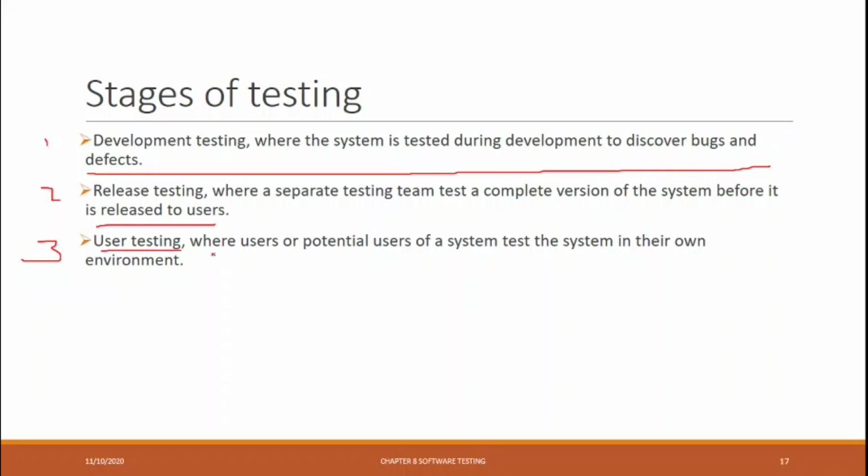User testing is where the user or end user of a system tests the system in their own environment, that is, by giving their own inputs for the particular application in front of the user. That is user testing. So these are the three stages of testing before giving the product to the customer.